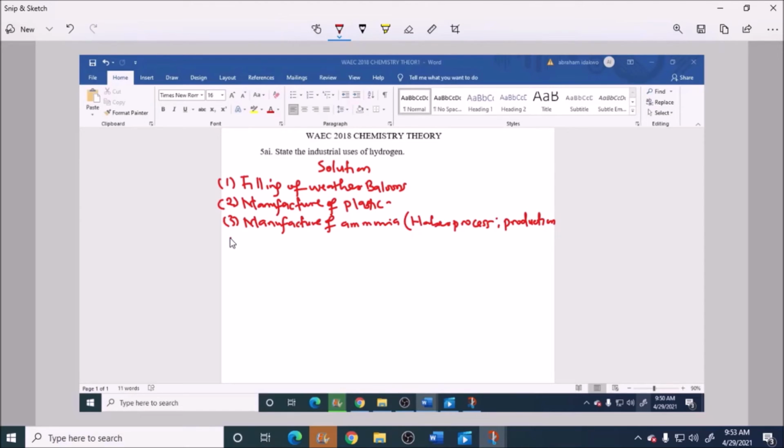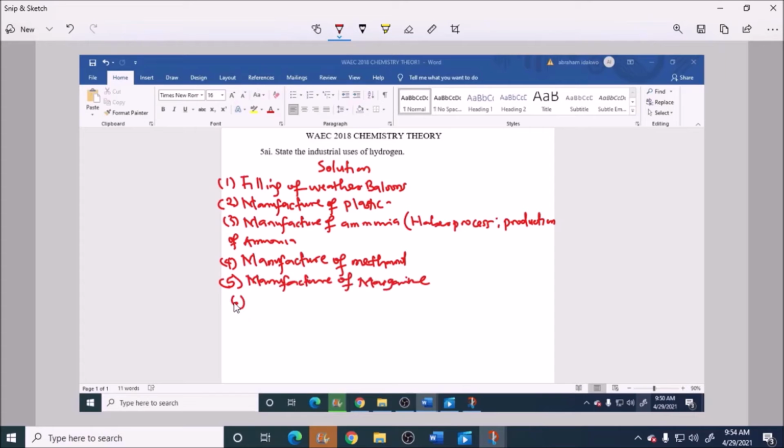Then we have number four, the use of hydrogen in the manufacture of methanol. And don't forget that methanol is a hydrocarbon, where we have hydrogen combined with carbon. Then number five, hydrogen is also used in the manufacture of margarine.